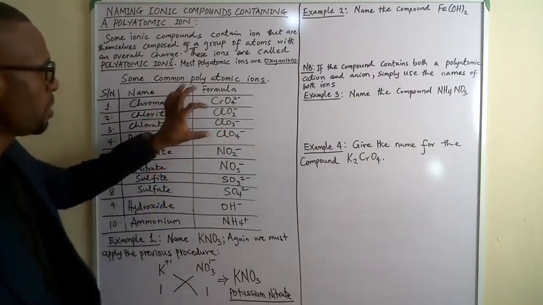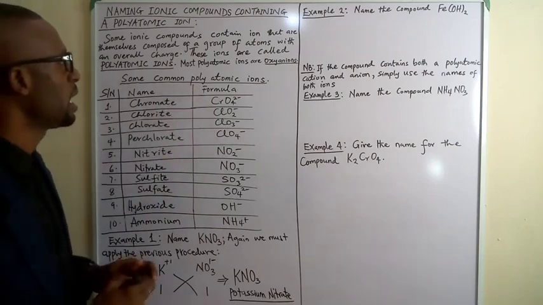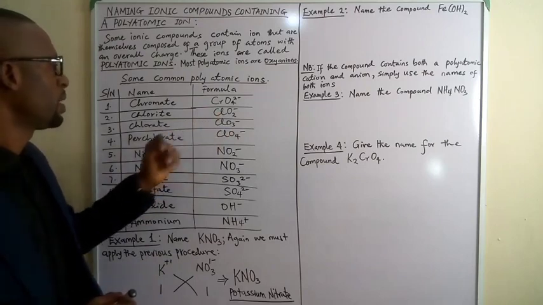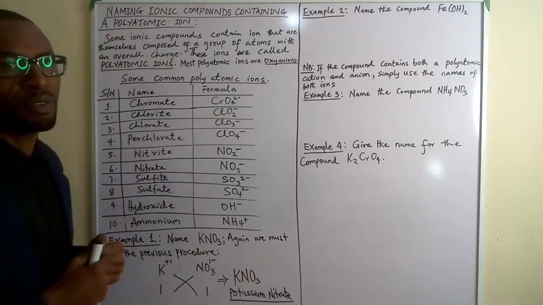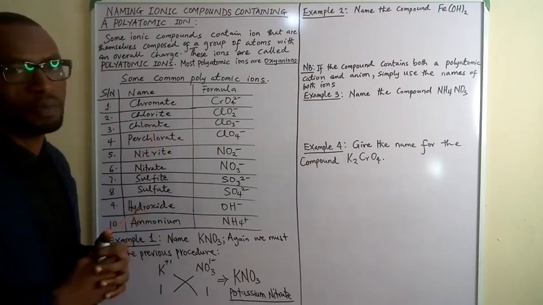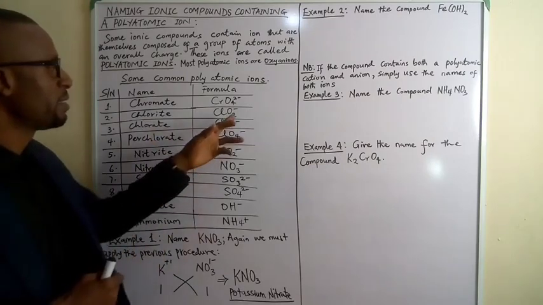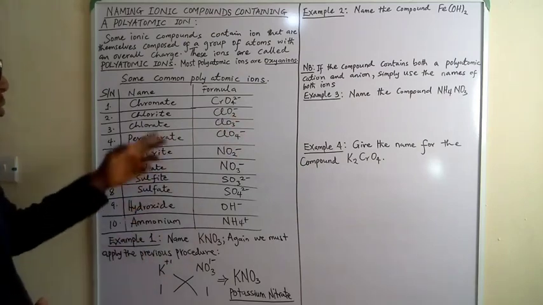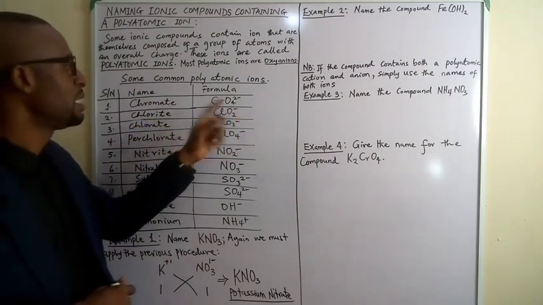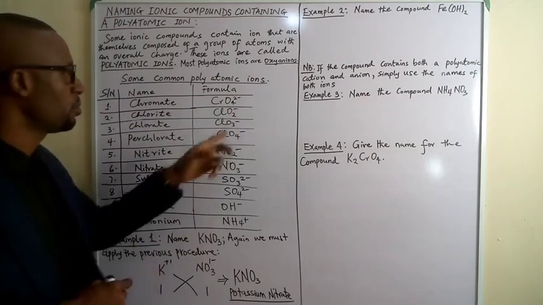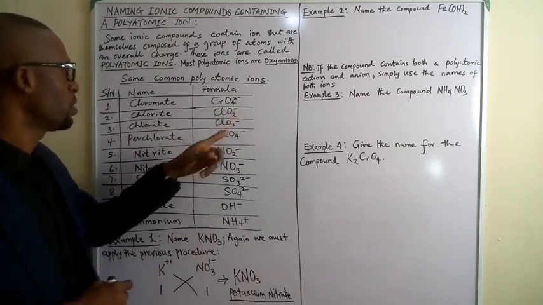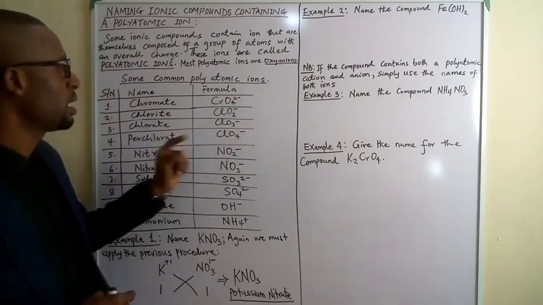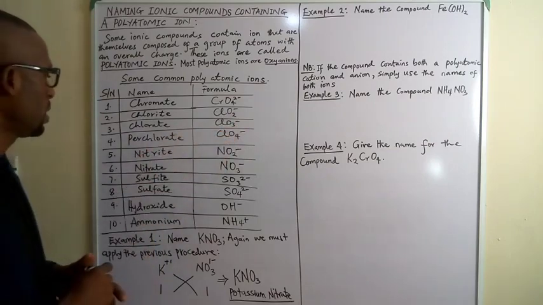This is when you are dealing with similar polyatomic ions. The chlorite, the chlorate, and the perchlorate are similar in terms of their atomic composition. The only difference is the number of their oxygen atoms. The chlorite has the least number of oxygen atoms, in this case 2, the chlorate has 3 oxygen atoms, and perchlorate has 4 oxygen atoms.